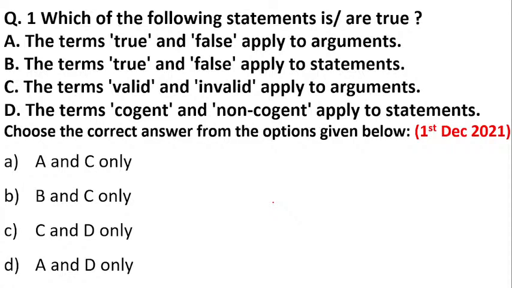Which of the following statements is or are true? The terms true and false apply to arguments. The terms true and false apply to statements. The terms valid and invalid apply to arguments. The terms cogent and non-cogent apply to statements. This is the first question of today's session. Try to answer it, students. Which of the following statements are true? Try to answer this.